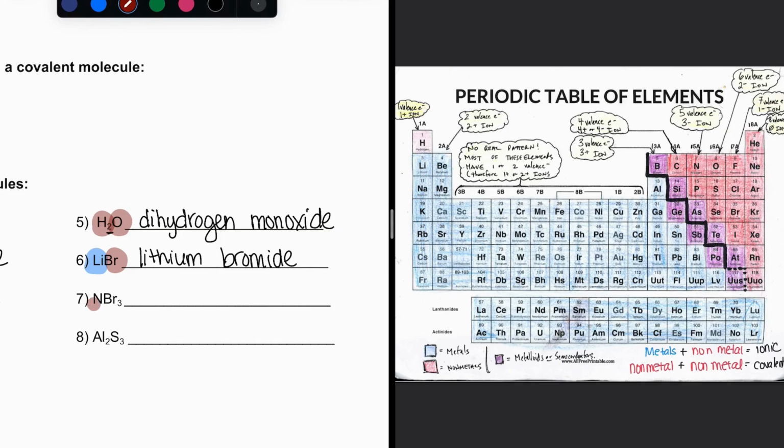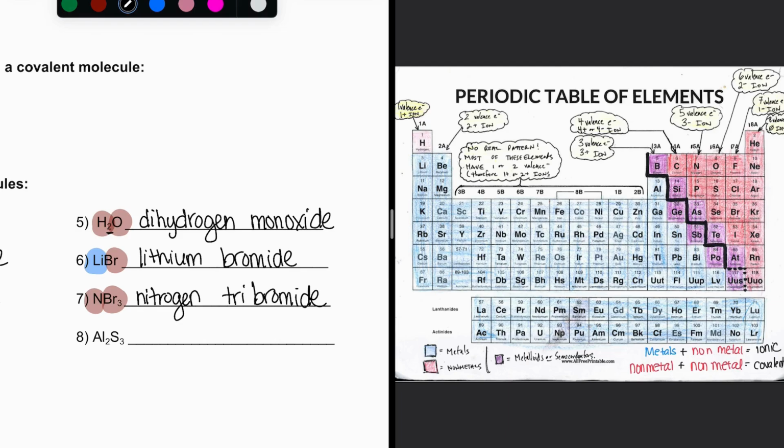Number 7, I have nitrogen is a nonmetal, and bromine, we just said, is a nonmetal. So I have 2 nonmetals, which is a covalent bond. Nitrogen doesn't have a subscript, so it doesn't get a prefix. Bromine has a 3 behind it, sorry. So that's going to be tri. And then bromine is going to change to bromide.